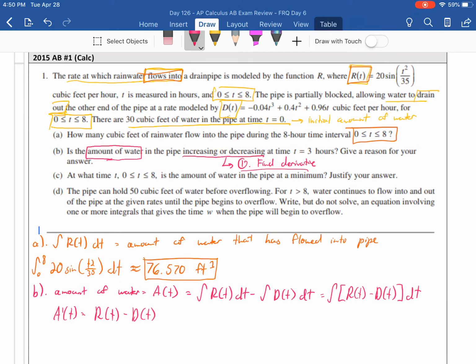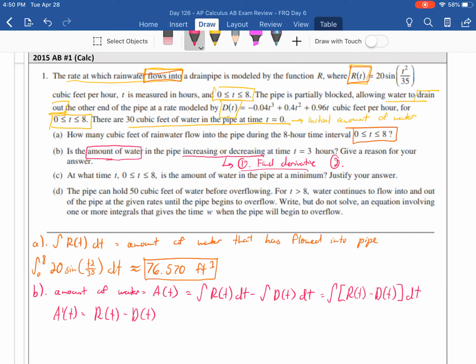So now we want to determine if this is increasing or decreasing. Now, recall, if the derivative is positive, it means the function is increasing. If the derivative is negative, it means the function is decreasing. So all we care about with this derivative, or this r of t minus d of t, is whether it's positive or negative. So that's all we care about.